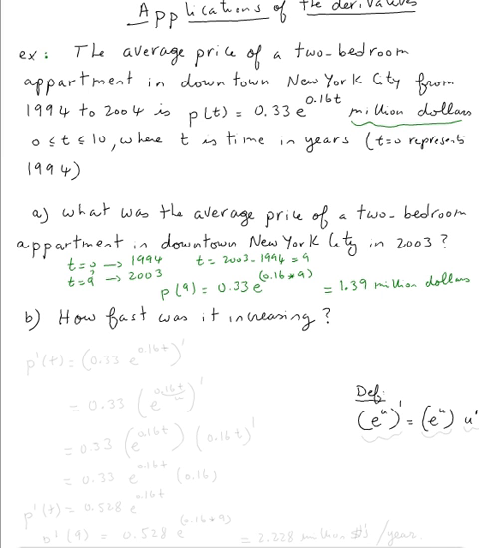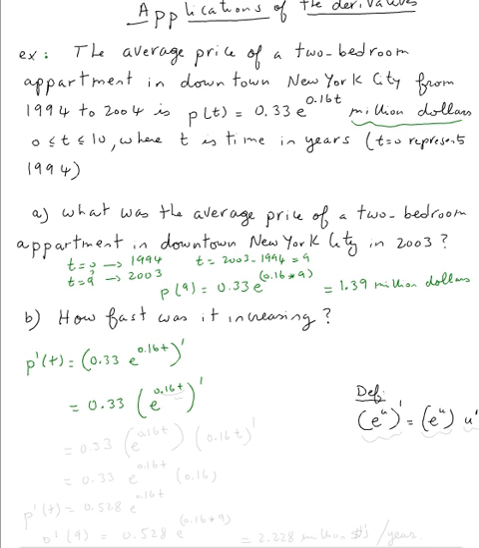Now for question B, how fast was it increasing? To find how fast it was increasing, you need to find the rate of change. The speed means the rate of change. So we need to first find the rate of change of P, in other words, P prime of t. Now remember, we need to take the derivative with respect to t of 0.33 e to the 0.16 t. Since 0.33 is a constant, we can take it outside. So we need to do 0.33 times the derivative of e to the 0.16 t.